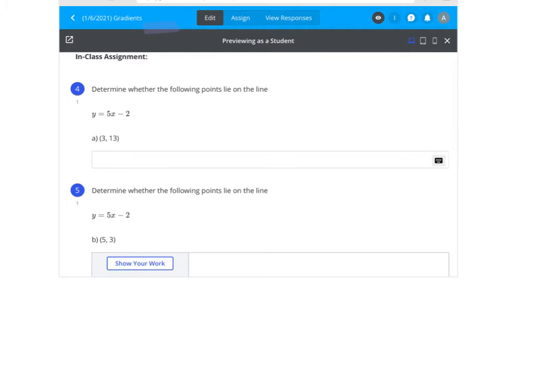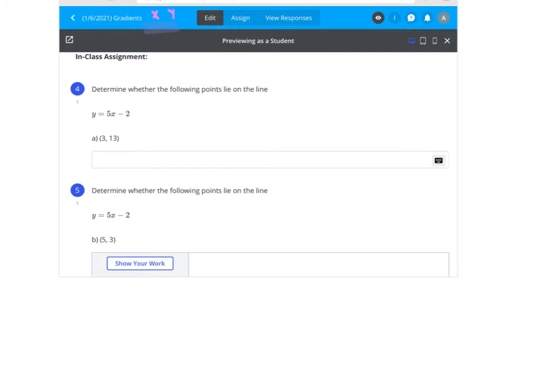Well, something to take note of, guys, is that our coordinates are in Cartesian coordinate form, right? All that means is that it's a fancy way of saying that our first value is x and our second value is y, right? So that means that 3 is going to be our x and 13 is going to be our y.